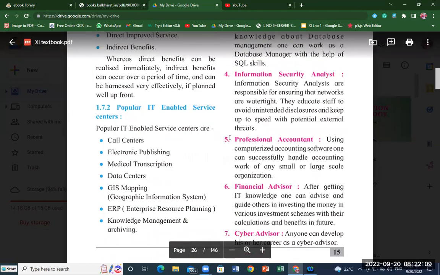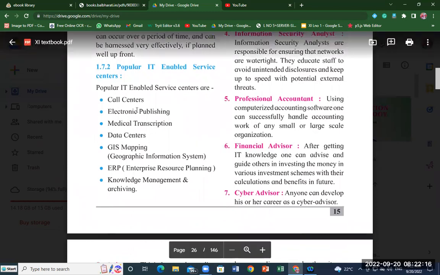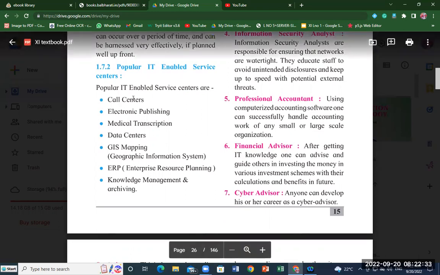Okay, popular IT-enabled service centers. Now, what are the popular IT-enabled services? Now, IT gives which services to you all? Call center, right? In the call center, you might have data entry, hardware repairing, right? And you can go for software consultancy also. Okay, we have BPOs and KPOs in call centers.